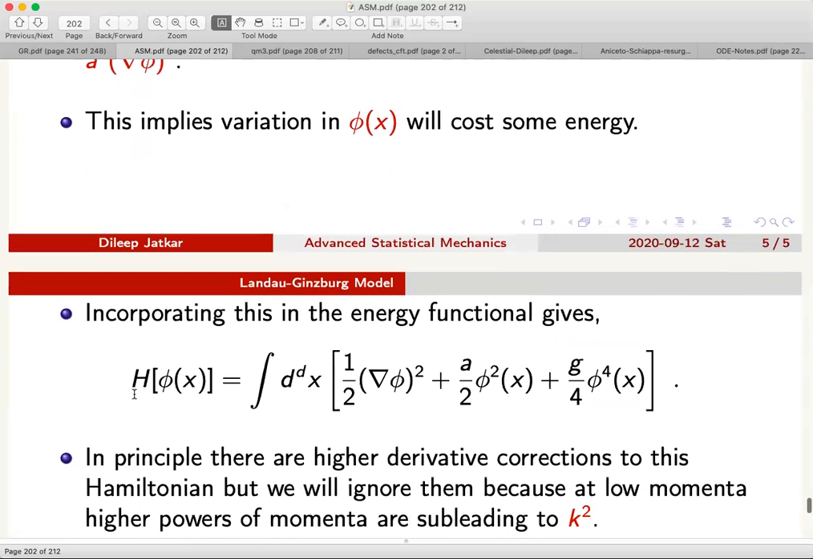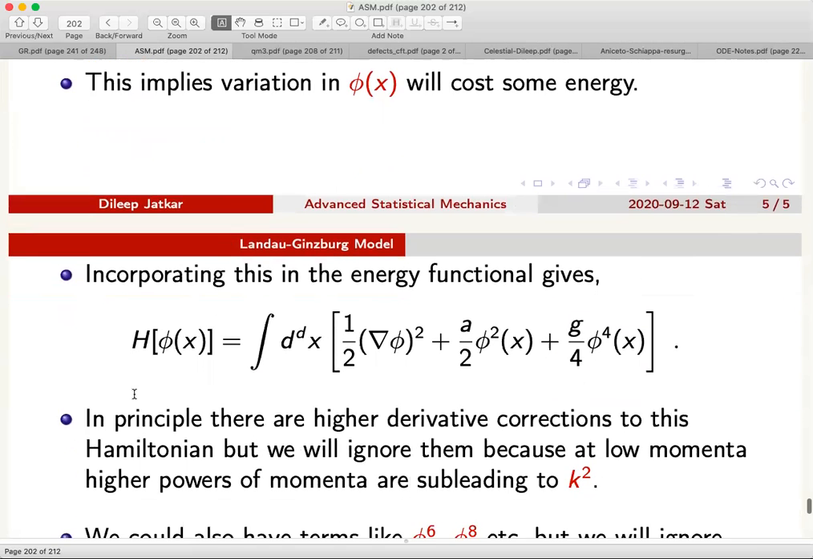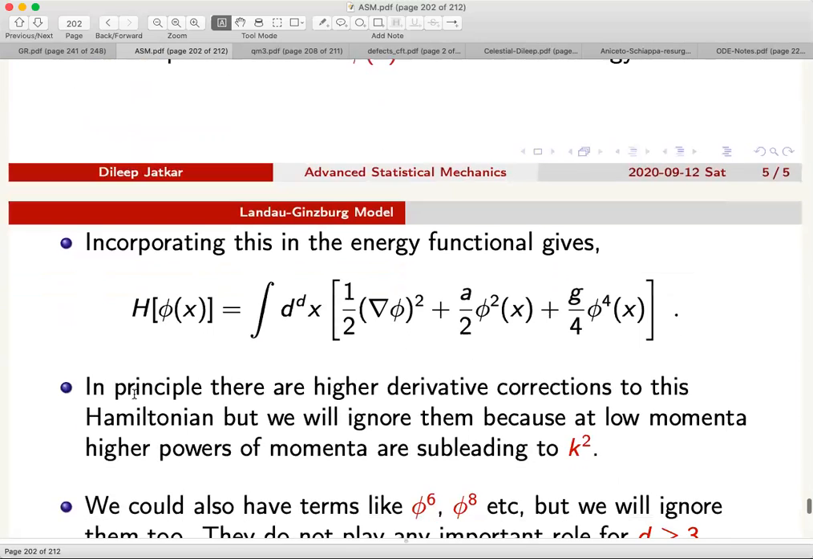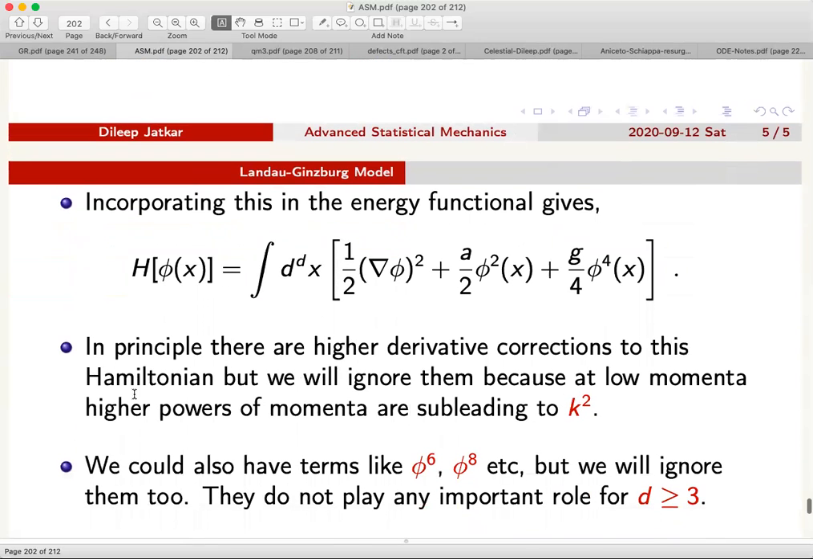Fine. So what we'll do is we'll put all these pieces together and write down the energy functional, which is what's called the Landau-Ginzburg energy functional, and that takes the form of this type. We have replaced the summation by a d-dimensional integration. This is a piece which came from the J S_i S_j term.